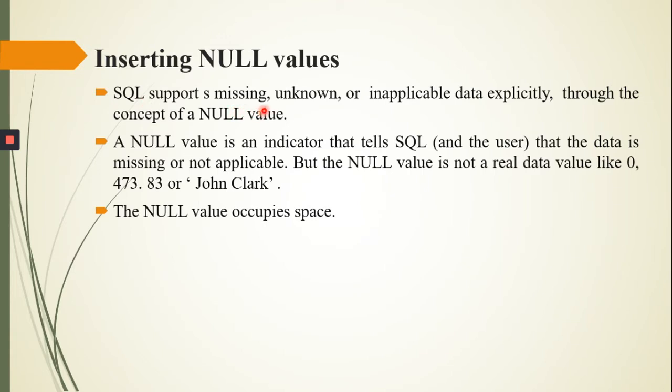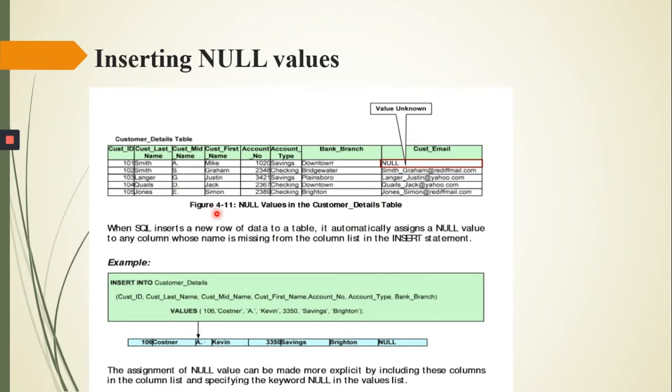SQL supports missing, unknown or inapplicable data explicitly through the concept of null value. So a null value is the indicator that tells SQL that the data is missing or not applicable. So in our table, if a null value is there, then we can identify that the data may be missing or not applicable. But the null value is not a real data value like 0, a real number or any string. The null value occupies the space. See in the example, this is our table and here a null value is there.